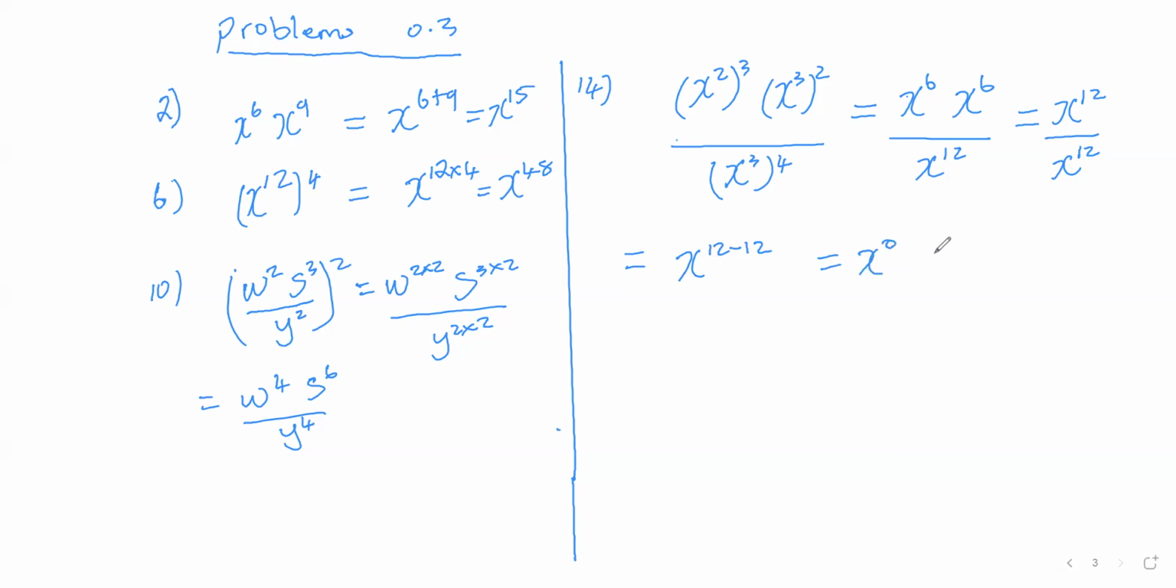And by our third law, the fourth law in the order in which we are using in this video, any expression raised to the power 0 is 1. So this is then just equal to 1. So that's what this expression basically simplifies to. Okay, so that's how to use these laws to simplify expressions.